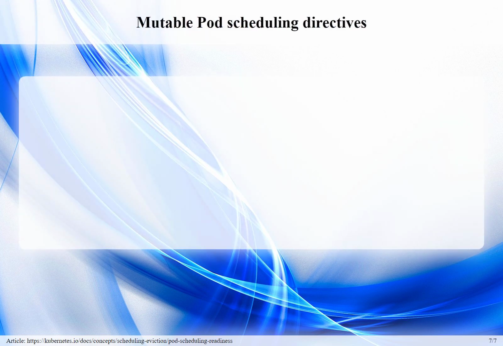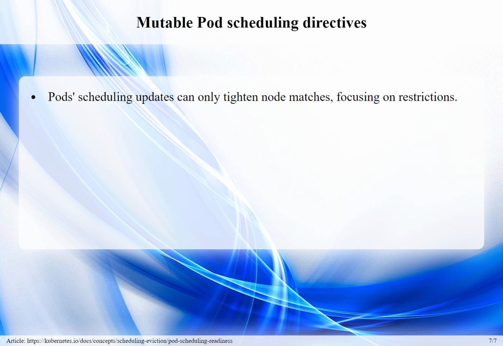Mutable pod scheduling directives. When scheduling directives of pods are updated, they can only become more restrictive. This is achieved by allowing updates that reduce the set of nodes a pod can be scheduled on. Specific rules govern how spec.nodeSelector and spec.affinity.nodeAffinity can be modified. nodeSelector can only have additions.